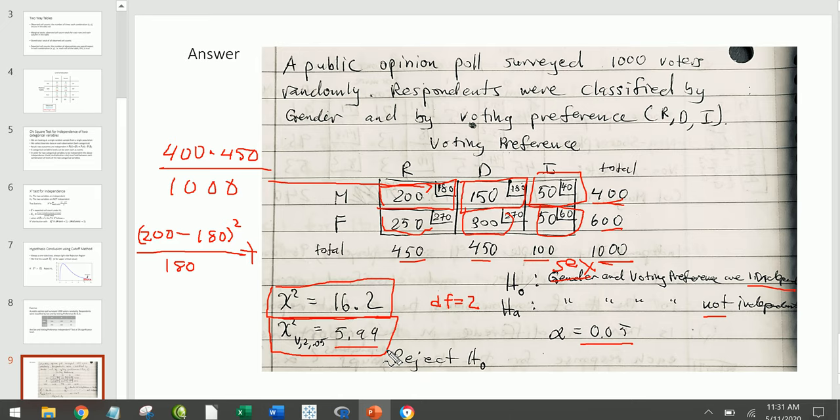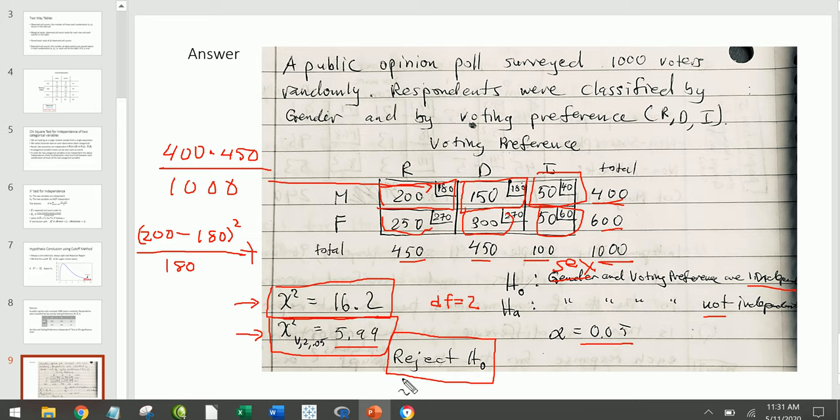And then finally, we're going to compare our chi-square test statistic to the upper cutoff. And we're going to see that our chi-square test statistic is greater than the cutoff. So we reject the null hypothesis. We reject the statement that sex and voting preference are independent. We conclude that sex and voting preference are not independent.